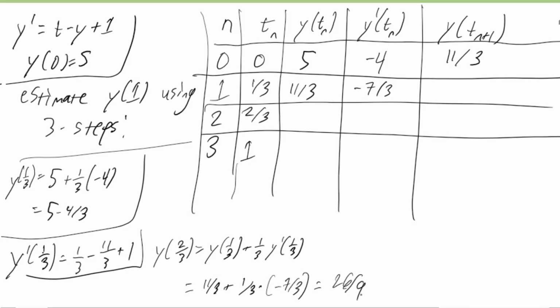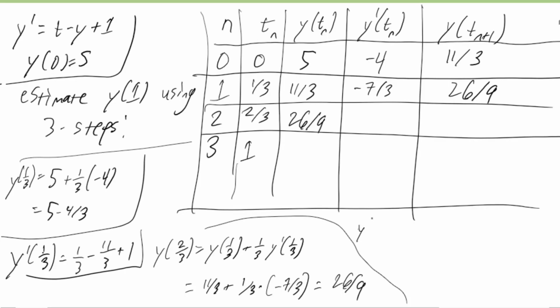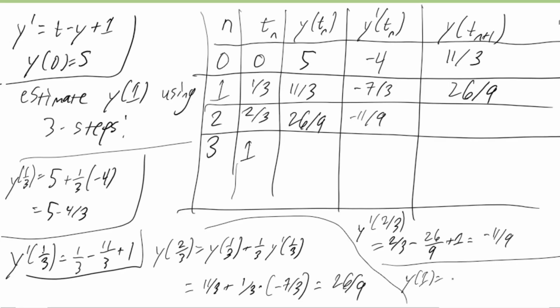And now there's just one more step. We have y of 2/3 is 26/9. So we find the derivative at 2/3, and we get that the derivative is -11/9. Then we plug this derivative and our value for 2/3 into Euler's method, and we get that y of 1 is approximately 67/27.